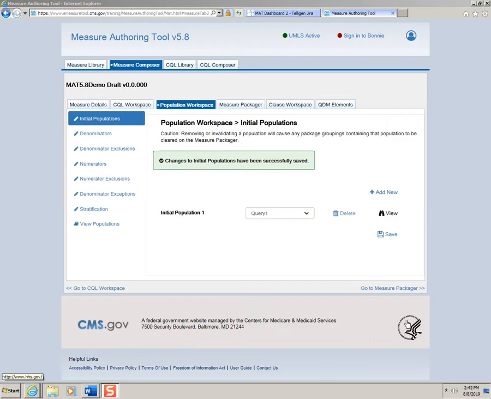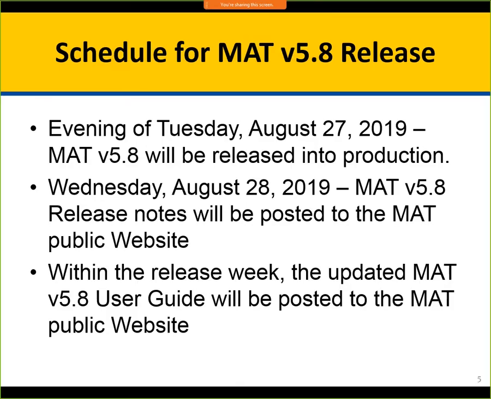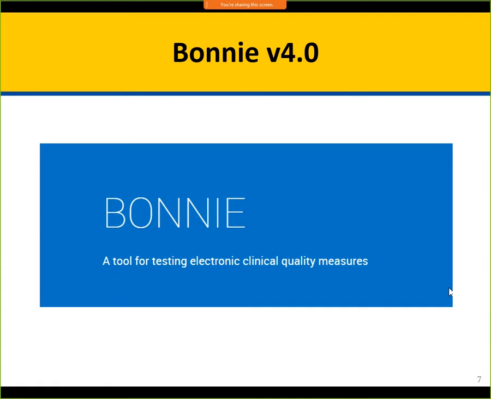We will now go back to the PowerPoint and take a look at the schedule for the MAT version 5.8 release. It will be released into the production environment on the evening of Tuesday, August 27th, 2019. The next day, we will have the release notes posted to the MAT public website, and the updated user guide will be posted that week. These items can be found on the Training and Resources page of the MAT public website, which is emeasuretool.cms.gov.